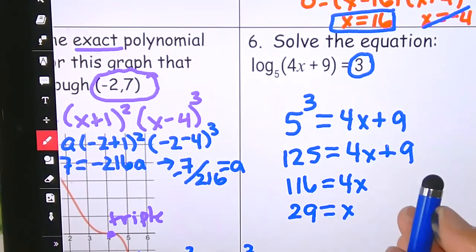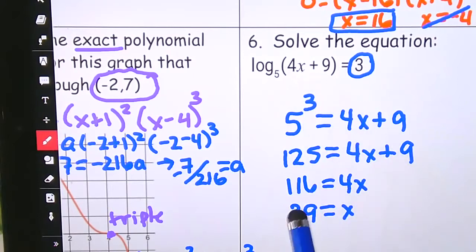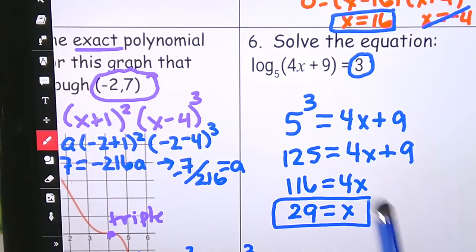And again, anytime it's a log, you want to make sure you're not taking the log of a negative or 0. If I put 29 in here, it's not going to make it a negative. So this is good.